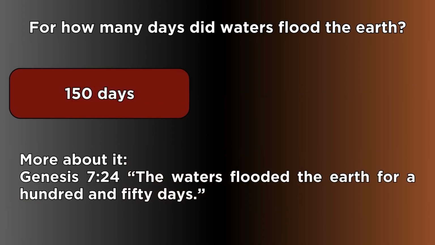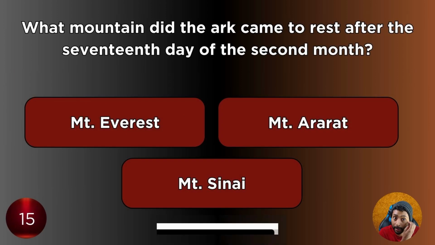150 days. Genesis 7:24. The waters flooded the earth for 150 days. 15. What mountain did the ark come to rest on after the 17th day of the second month? Mount Everest, Mount Ararat, or Mount Sinai?